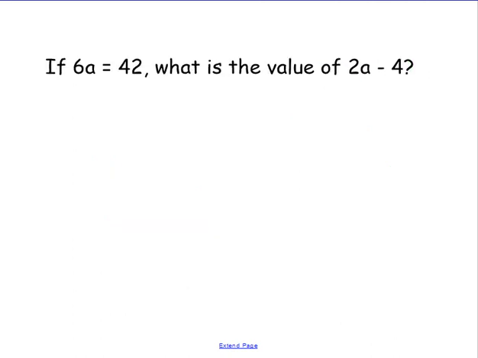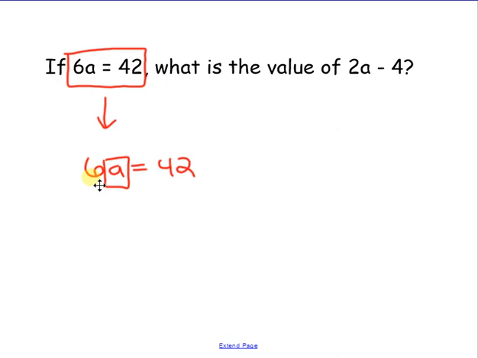All right, let's try another one. If 6a equals 42, what is the value of 2a minus 4? Find the mathematical sentence that has the equal sign, okay? So, does this have the equal sign? Yes. Does this? No. Put a box around it. Solve this one first. 6a equals 42. Put a box around the variable. What's attached to it? It's a 6.